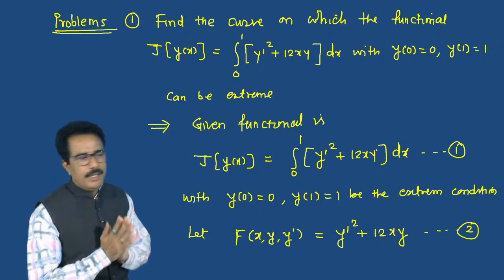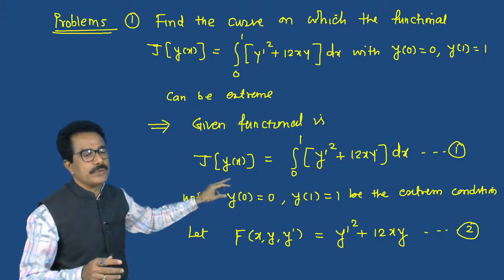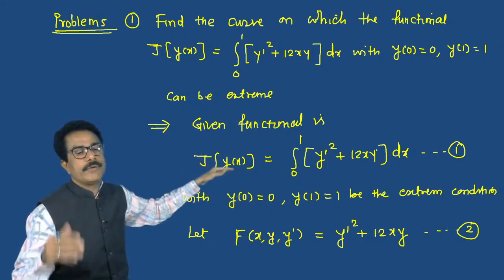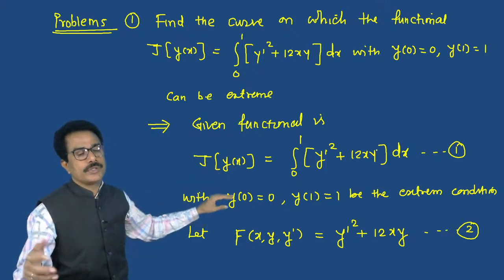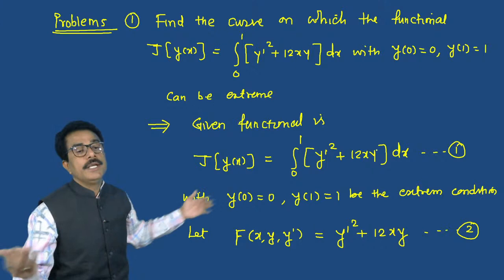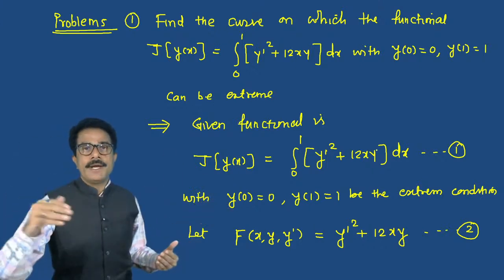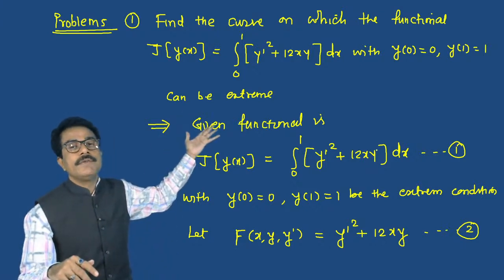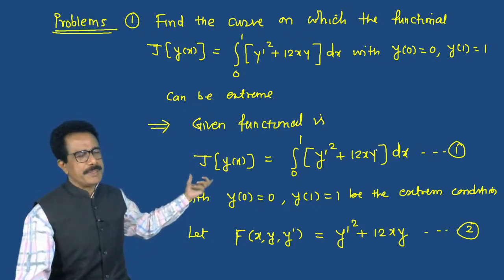Now see here. The given functional is J of y of x is equal to integral from 0 to 1 of y dash square plus 12xy dx, and we have been given the extremum conditions, y of 0 is equal to 0, y of 1 is equal to 1. Then we have to find the curve, the equation of the curve which satisfies the given functional with this extremum condition. It is a very simple problem.